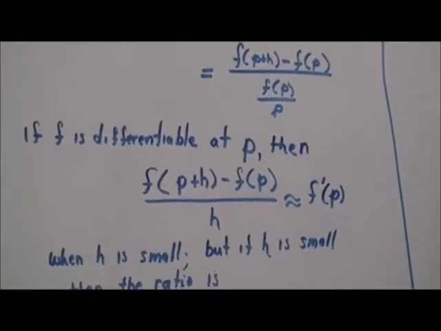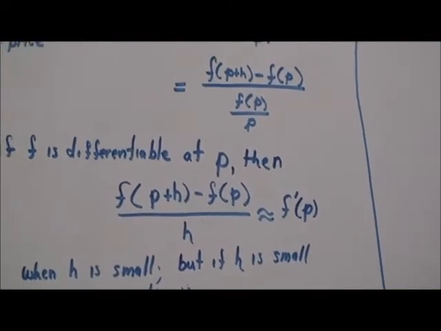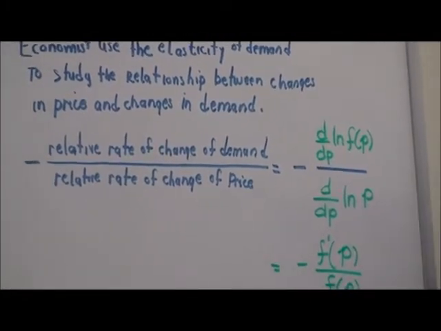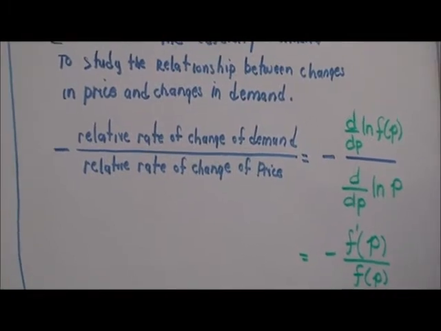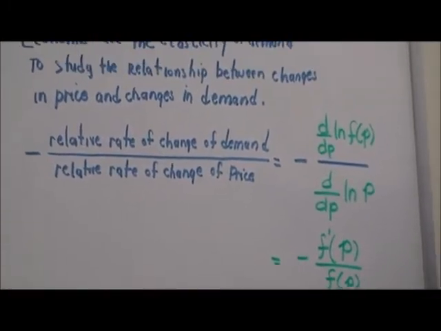We see that this uses the difference quotient basically to derive the same expression, and we use, of course, the natural log of f of P here, differentiating the natural log of f of P over the derivative with respect to P of the natural log of P, and we came up with the same thing.